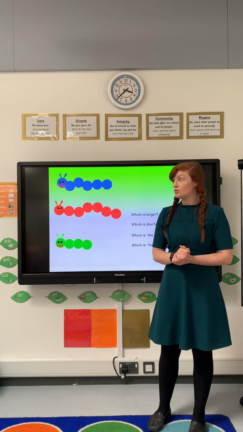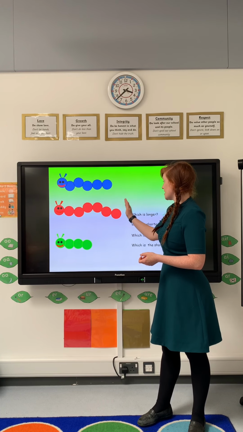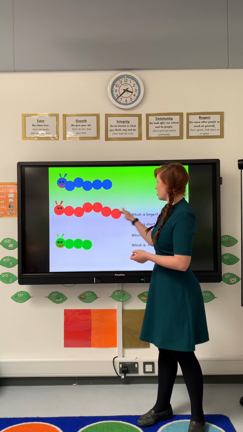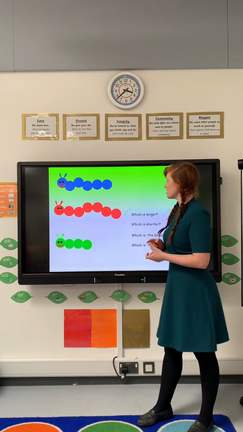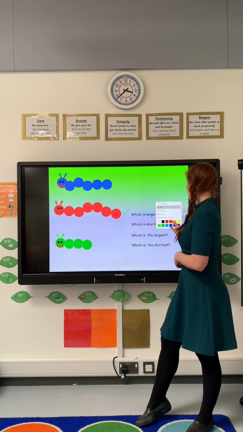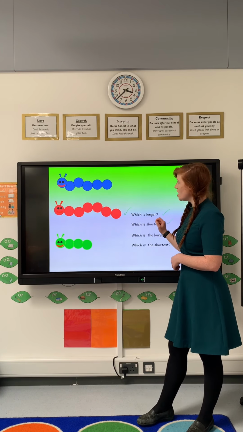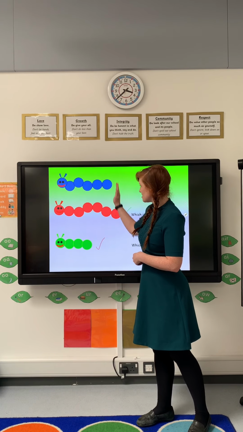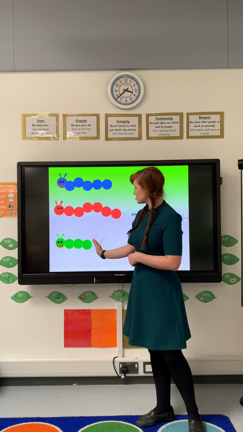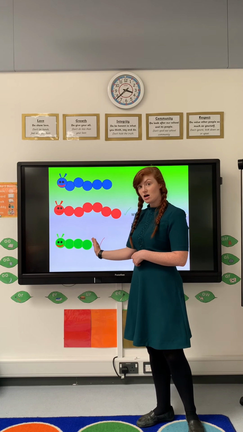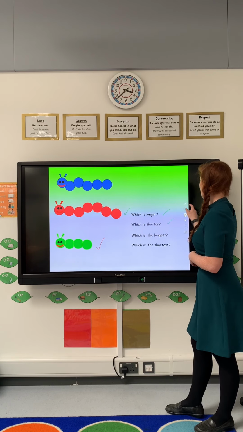The longest of them all is the red one, and you can see that here, you can see the difference, it's the longest, so that would be the red one. And the shortest of them all, change colour, would be the green one, because you can see that that's a lot shorter than the other one, so it stops at an earlier point than the red one and the blue one.